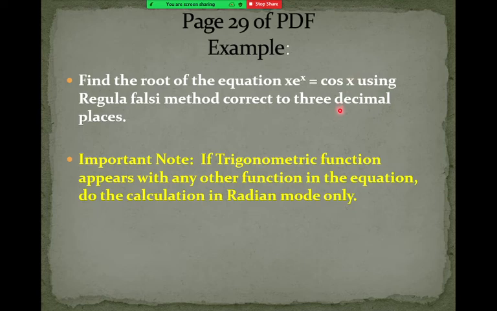So don't forget to do the calculation of a transcendental equation, mainly the trigonometric term, in radian mode of the calculator. If you do this in the normal mode, your answer is completely wrong. You will probably get 0 marks also. So don't forget, for a trigonometric function, finding the roots, use radian mode.